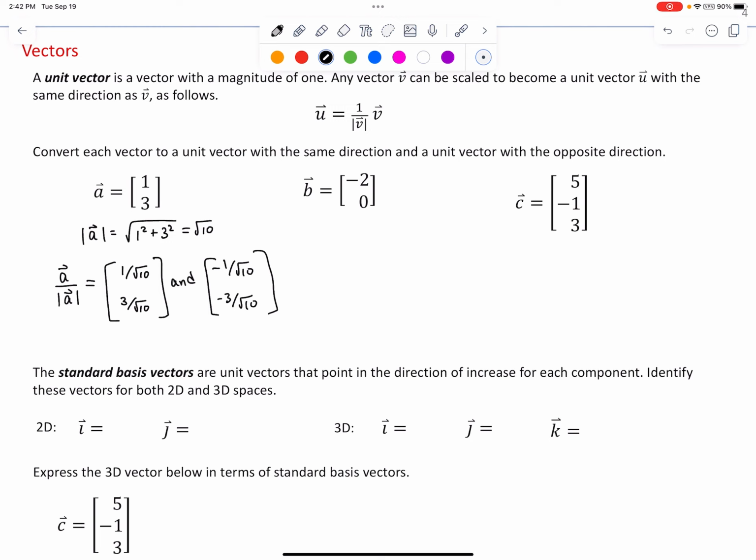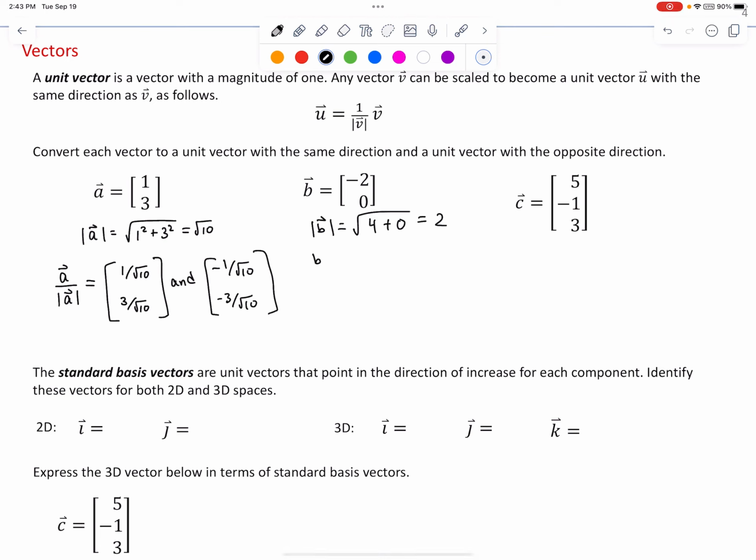Now let's look at vector b. This vector points left 2. So we can easily deduce that its unit vector, pointing in the same direction, should only point left 1 unit, and the opposite direction should point right 1 unit. Well, let's confirm. The magnitude of vector b is the square root. Square the negative 2, we get 4. Square the 0, 0. Takes us back down to 2 as a magnitude, which is not surprising for a vector that only points 2 units to the left.